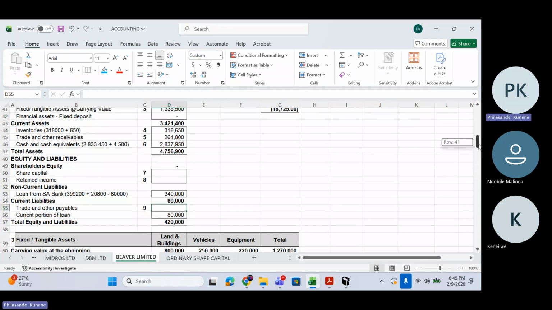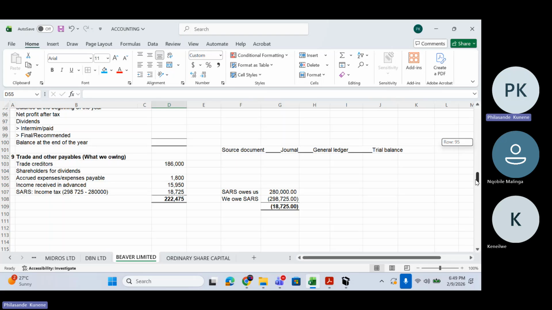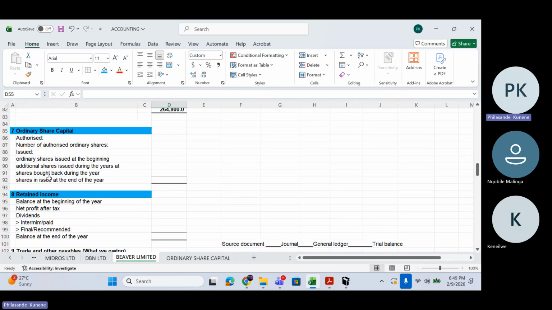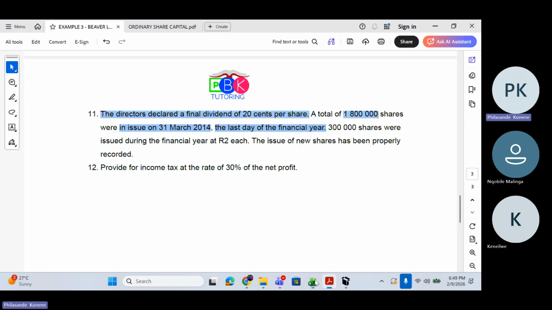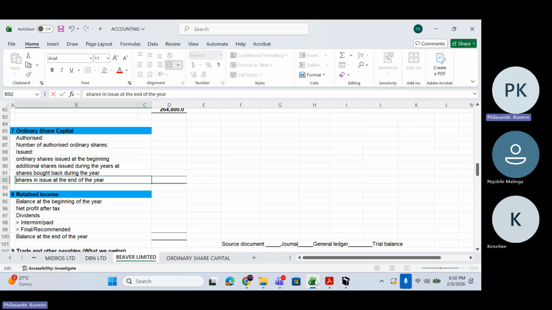So which means now I can go to my ordinary share capital note number 7 and say shares in issue at the end of the year. How many shares were in issue at the end of the year? They said it's 1,800,000. So I can say 1,800,000 shares in issue at the end of the year, right? And then how much is the price of that?